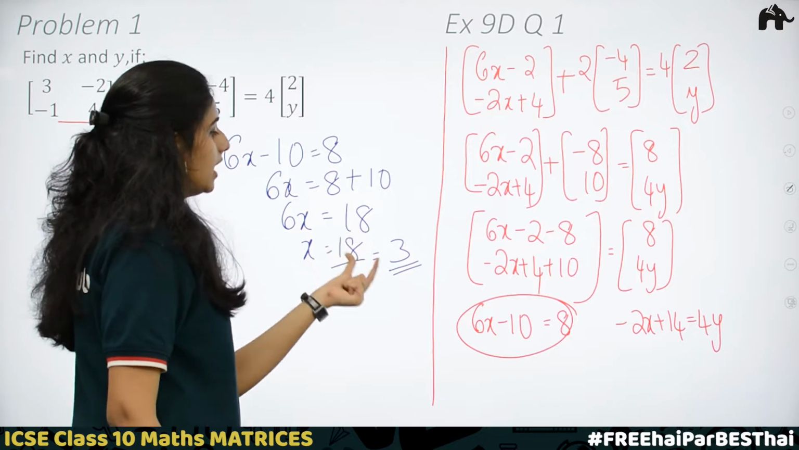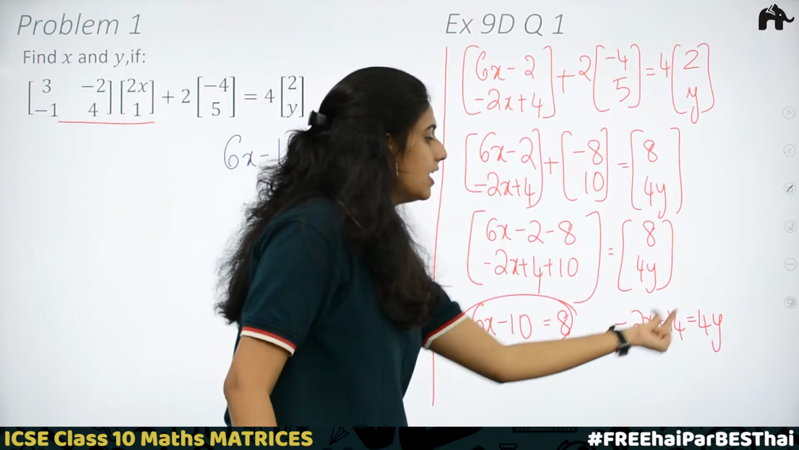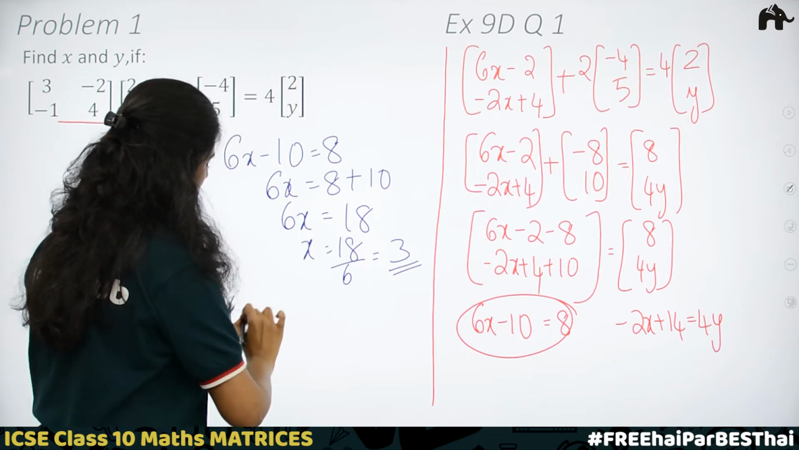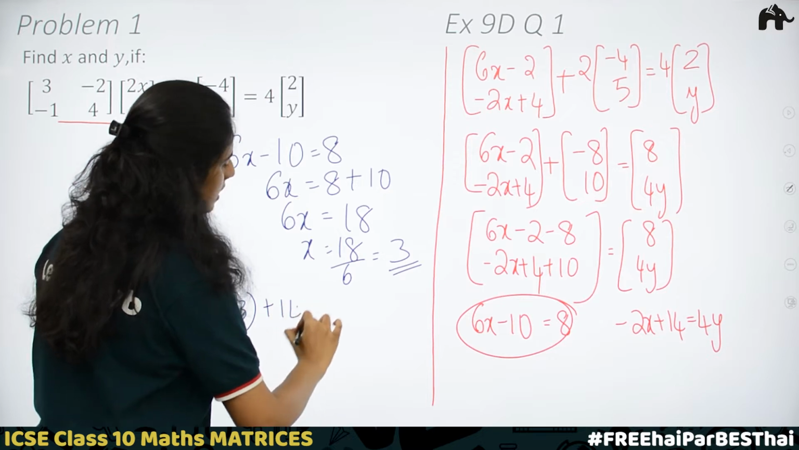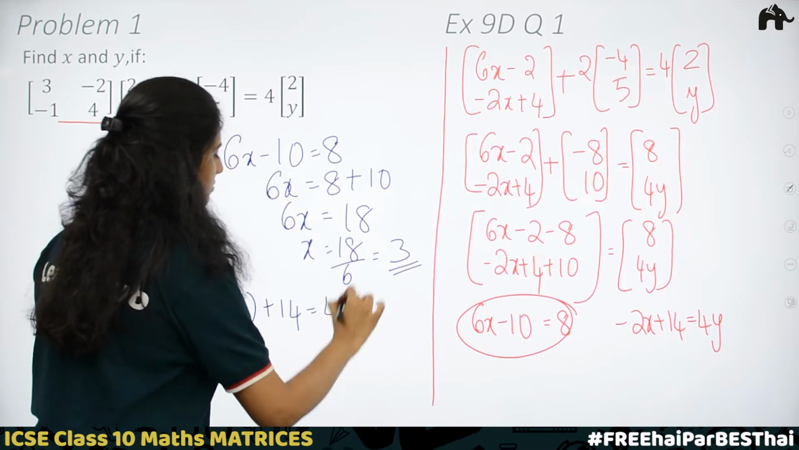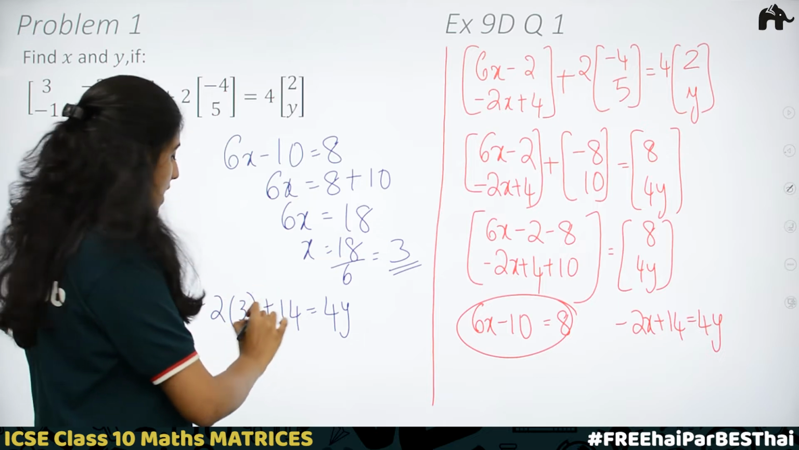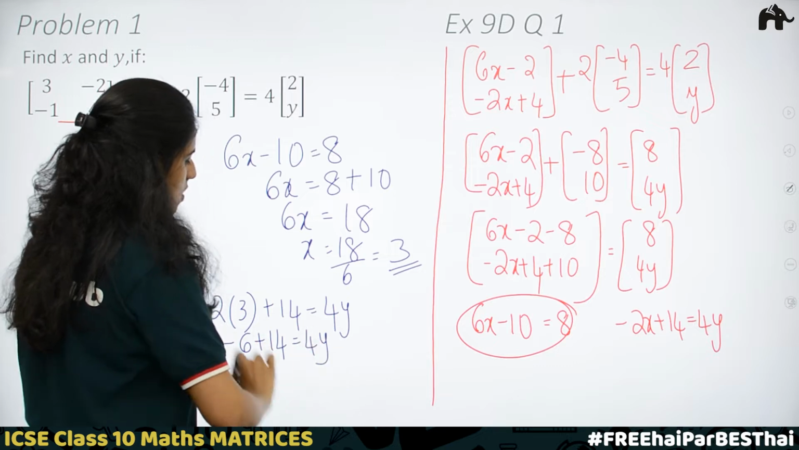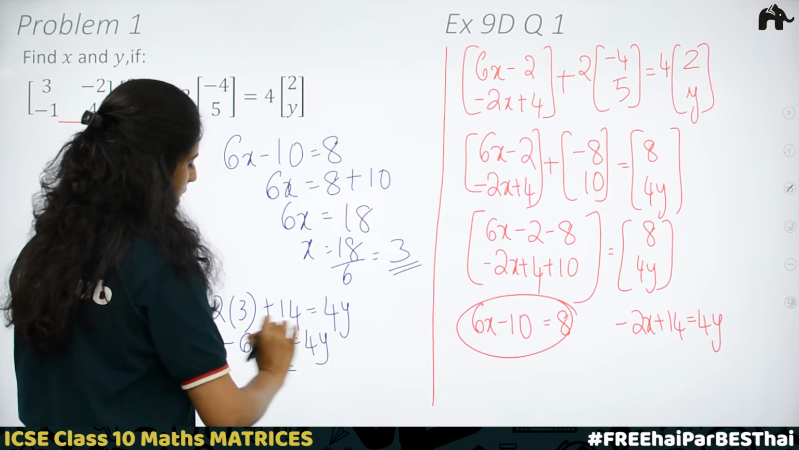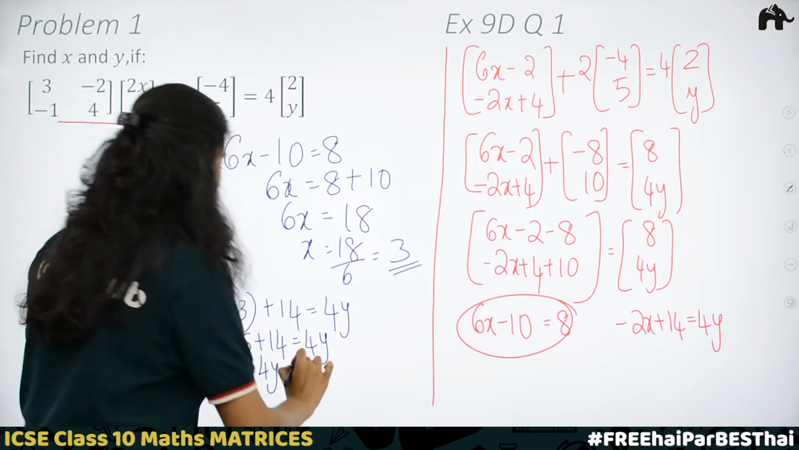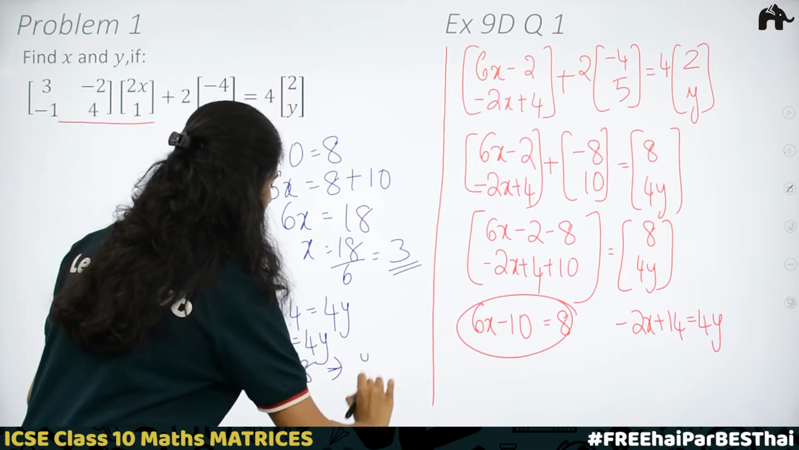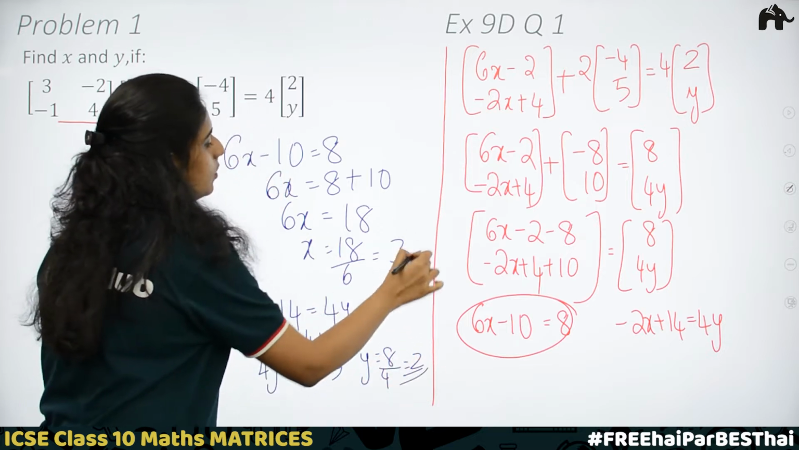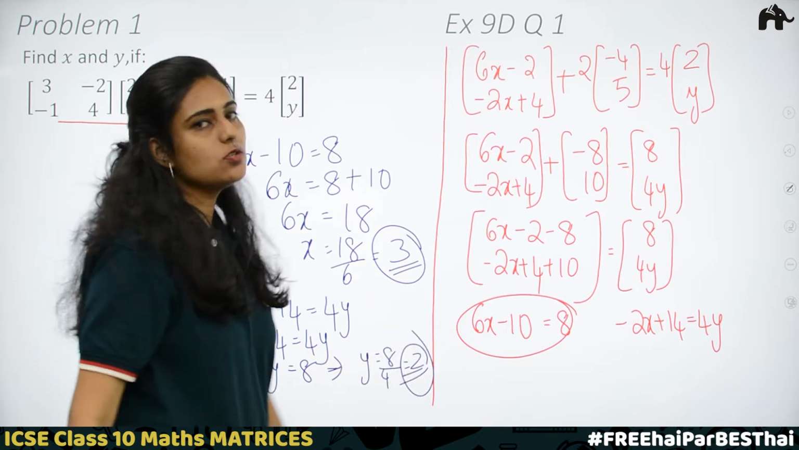Now from this value of x, we can substitute here and find the value of y. We have minus 2x plus 14, minus 2 into 3 plus 14, is equal to 4 into y. Minus 2 into 3 is minus 6. Minus 6 plus 14 is equal to 4y, or 4y is equal to 8. Which means y is equal to 8 by 4, that is 2. The value of x is equal to 3 and the value of y is equal to 2. Clear?